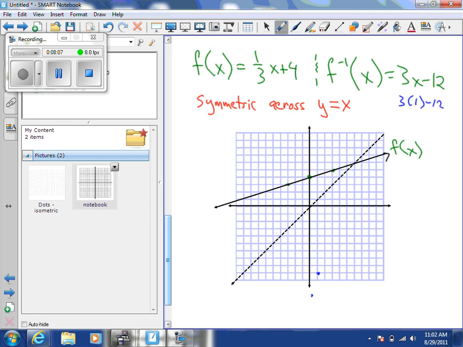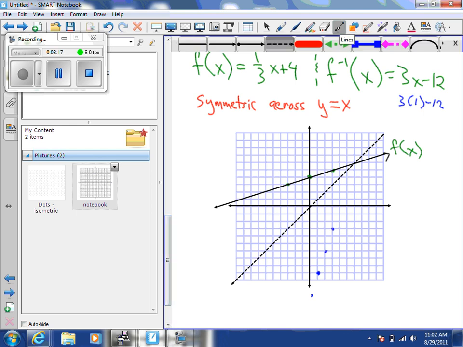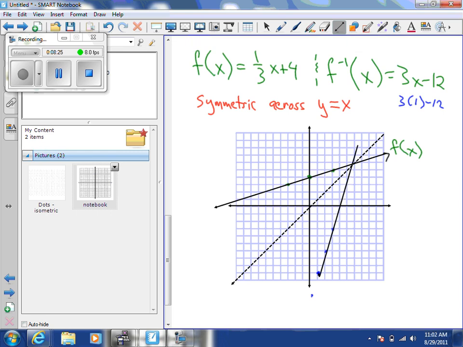You can verify that by plugging in the number 1, which would give me 3 times 1 is 3, minus 12 is negative 9, so I'm in the right location. I can just go up 3, over 1 a couple more times, and that's where this line is going to go. So I'll graph that. I want this to be a solid line. Okay, something about like that.